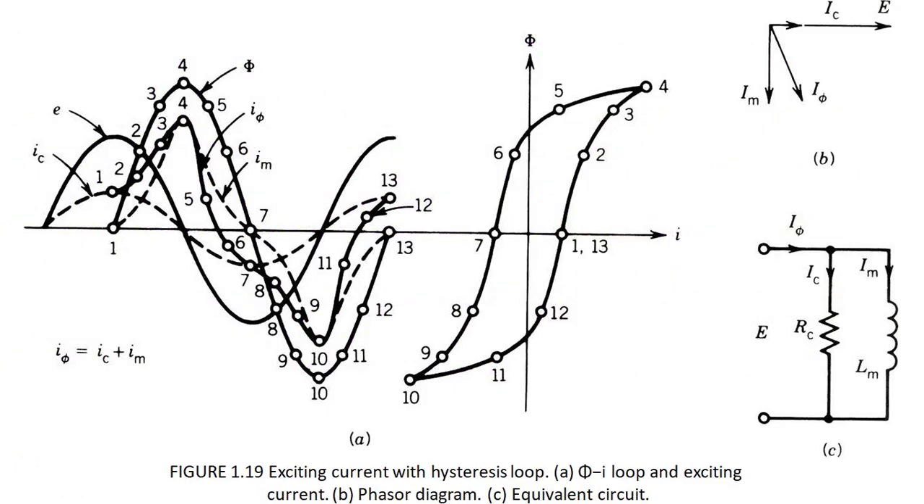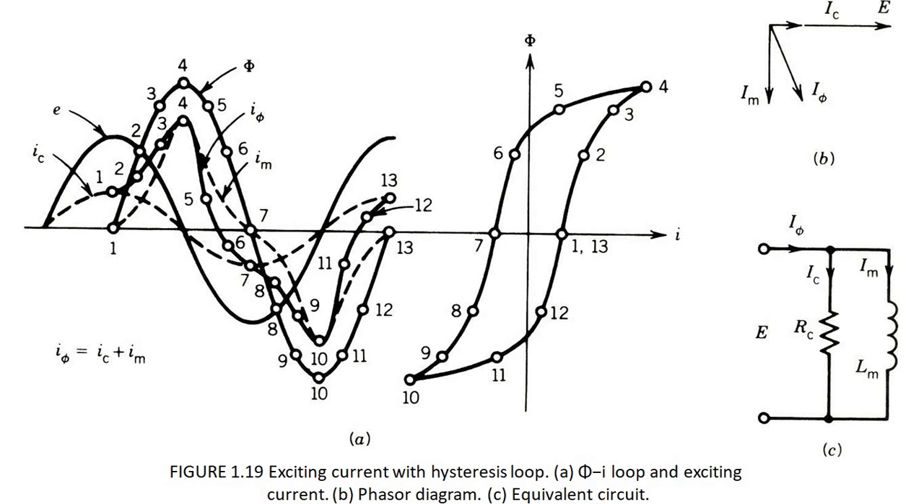Exciting current with a hysteresis loop. The first one is the phi-I loop, the exciting current. In the sinusoidal waveform of the exciting current, the maximum value of flux, the maximum magnitude of the quantity, is known as the amplitude. It varies the flux as well as the current.